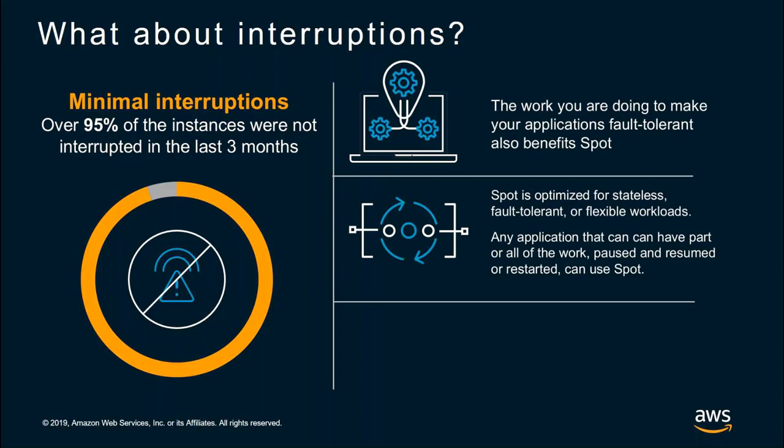And the work that you're doing to allow your workload to run on Spot instances is great for building fault tolerant and stateless workloads. Because if you're able to handle Spot interruptions, that means that your workload is fault tolerant and you're kind of cloud native in how you run your applications. So the work that you're doing also helps you be resilient and meet your SLAs.